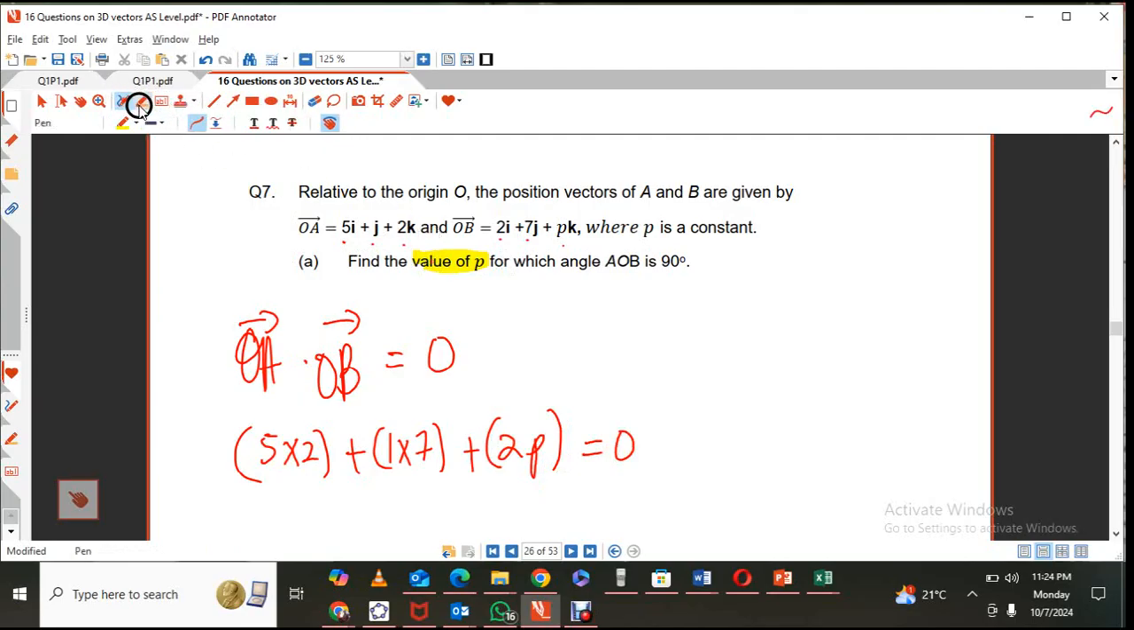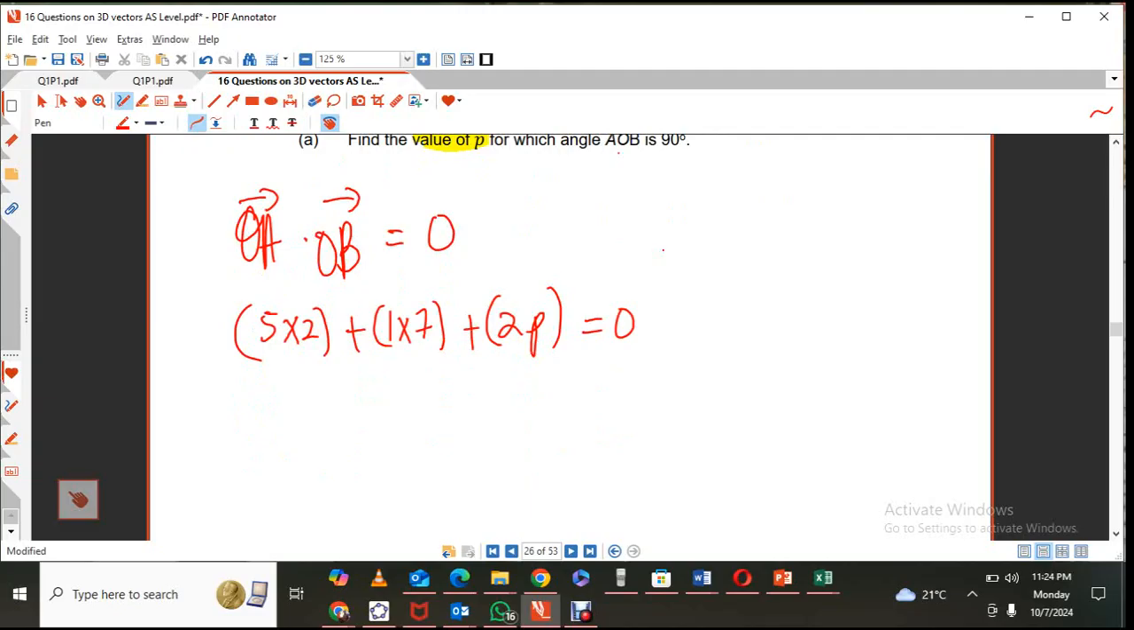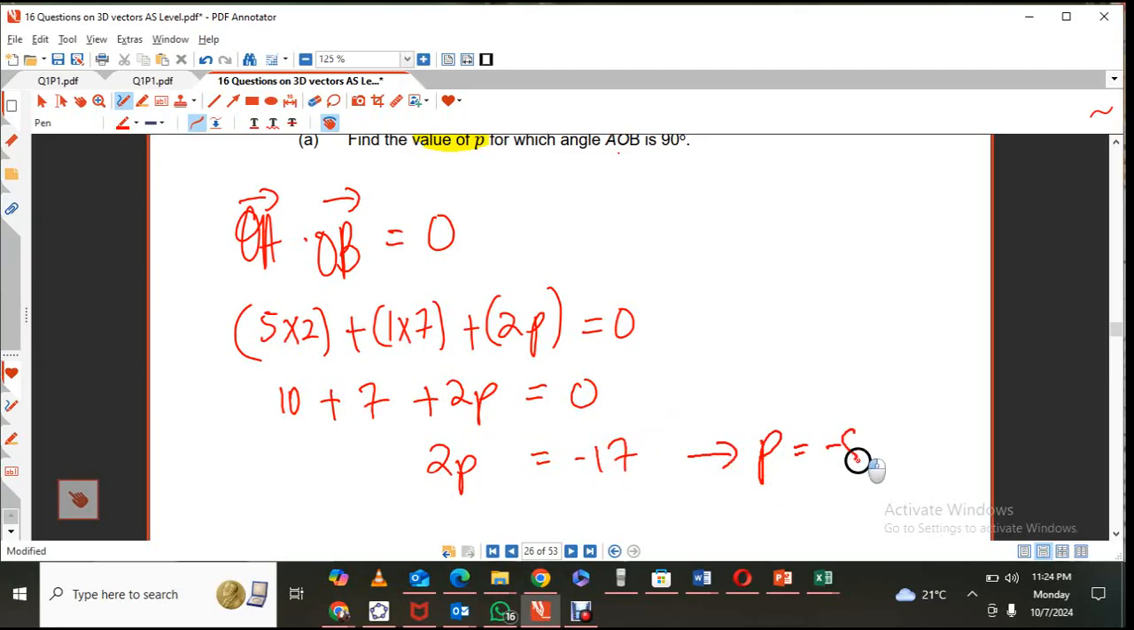The reason why it's equal to naught is because you're told that the angle AOB is 90 degrees, and if the angle is 90 degrees, then this is perpendicular. Okay, so you can just clean it up. So this gives you 10 plus 7 plus 2P is equal to naught. 2P is equal to negative 17. So that implies that P is equal to negative 8.5. And that is my answer.